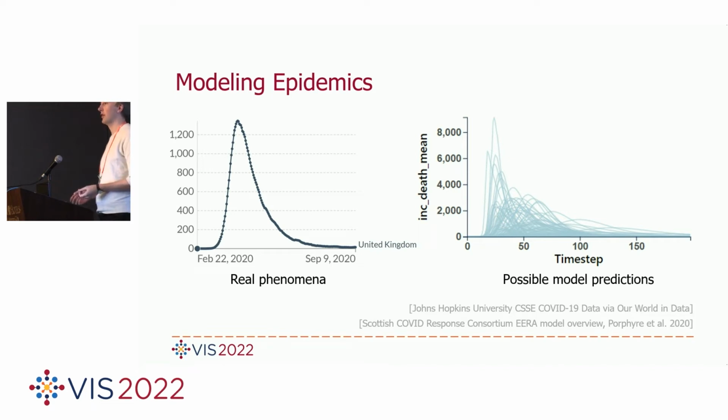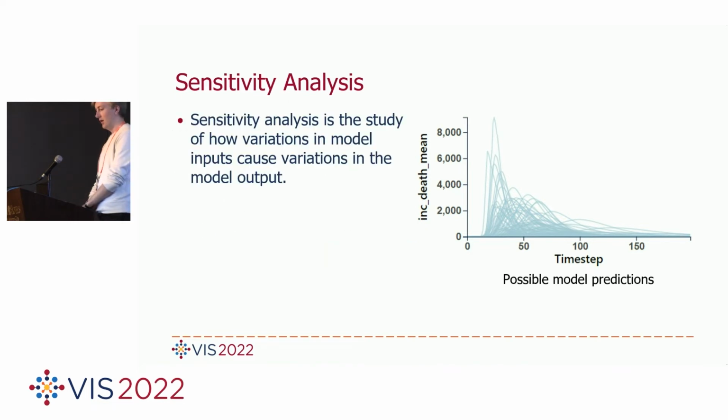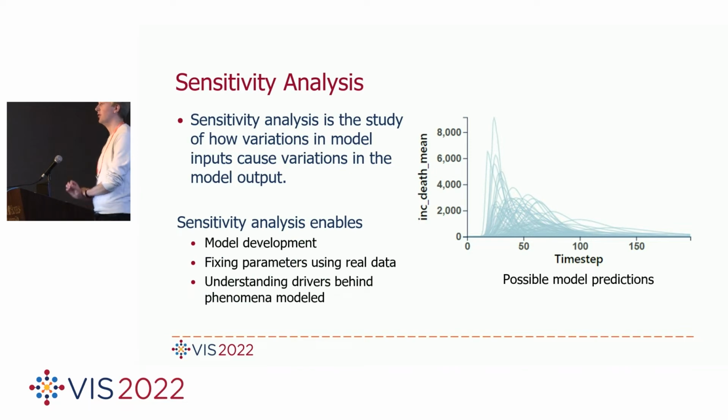Modelers are also interested in how varying different parameters changes the shape of the output time series. All of this can be summarized as sensitivity analysis. Sensitivity analysis is the study of how variations in the input to a model cause variations in the output. Why is this important? It's important because if you discover parameters which have very limited effect on the output from a model, you can probably remove those and simplify your model.